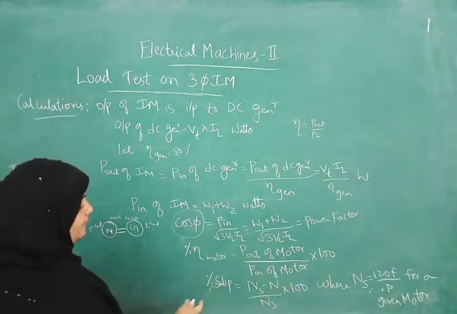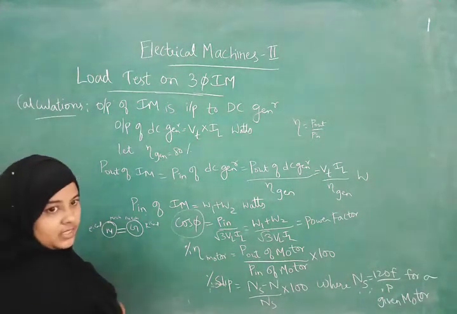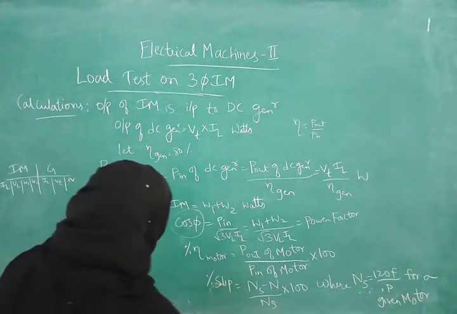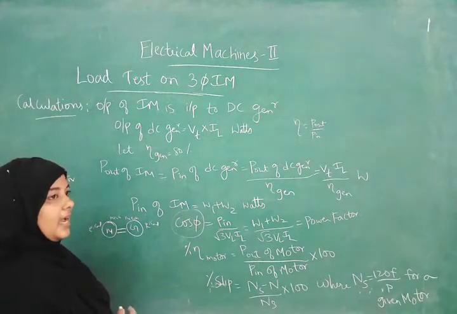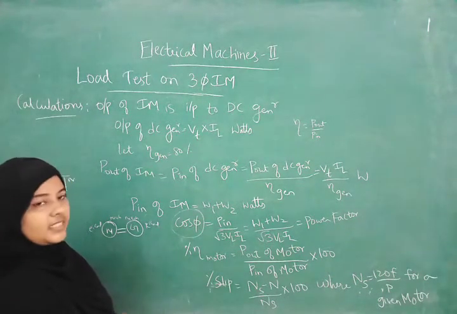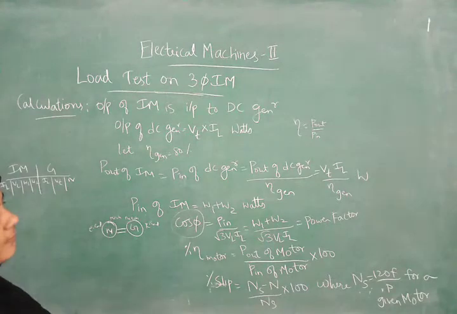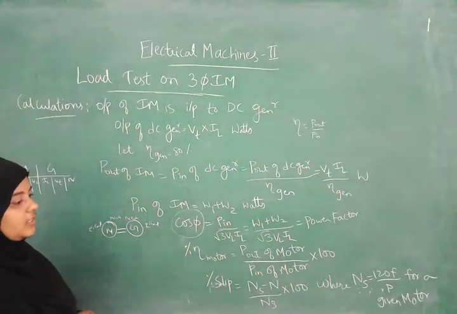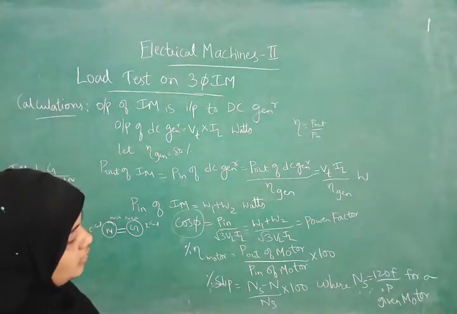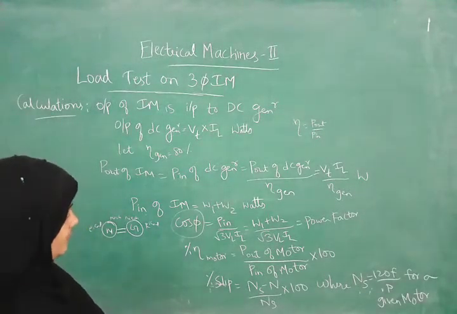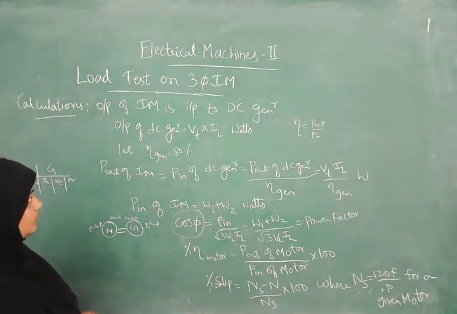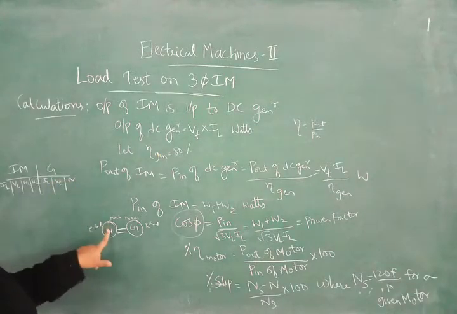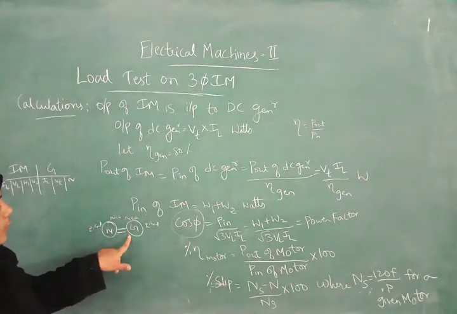Slip will be how much? Percentage slip, already we know this, Ns minus N by Ns into 100. If you want percentage slip, multiply this value by 100. What is Ns here? Ns is the synchronous speed given by 120 F by P. F is the supply frequency in hertz and P is the number of poles for which the stator is wound. So Ns is equal to 120 F by P for a given motor. So all these calculations are clear. What we are doing here is writing that the output of the motor is equal to the input of the generator.